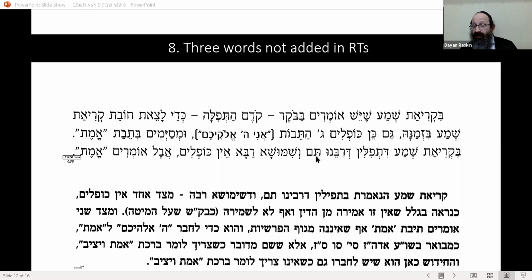So, to fulfill the mitzvah of Krishma at the right time. For that Shema, one also repeats the three words Ani Hashem Elokeichem, and one also adds the word emes. Two things: repeat the three words Ani Hashem Elokeichem and add the word emes. In the Krishma said in Tefillin Rabbeinu Tam and Shimush Rabo, one doesn't repeat the three words Ani Hashem Elokeichem, but one does add the word emes. So the person's asking, why is there this distinction?